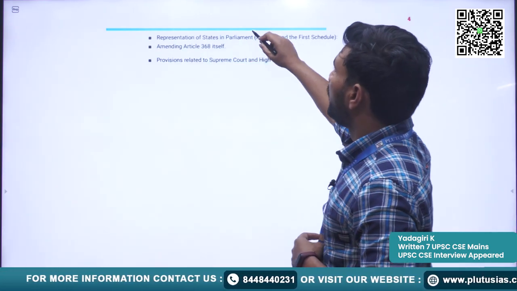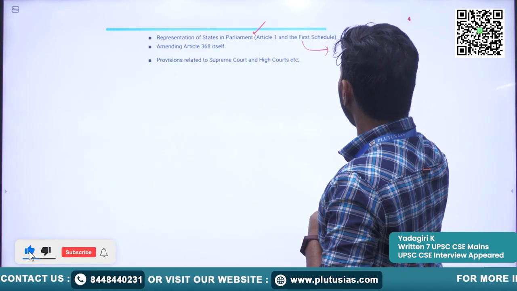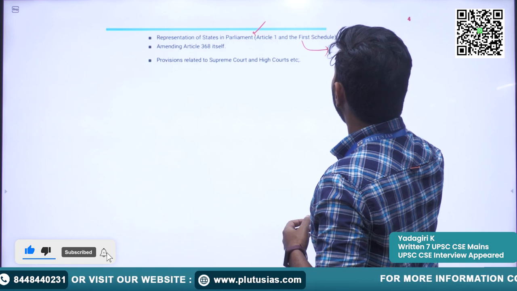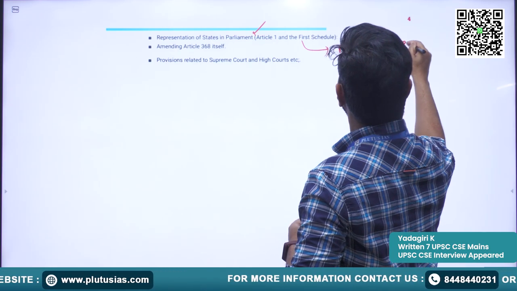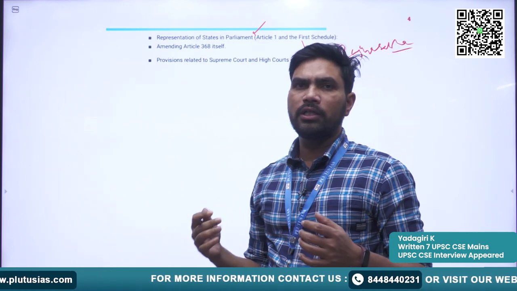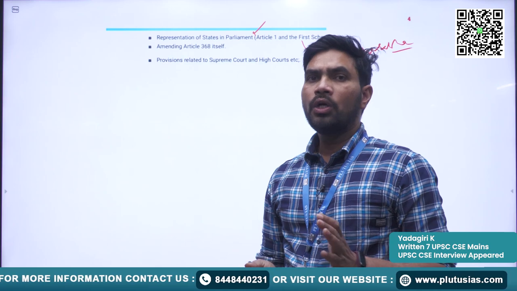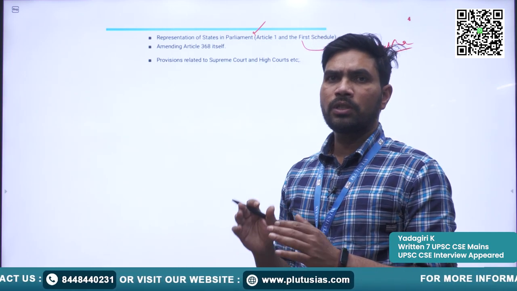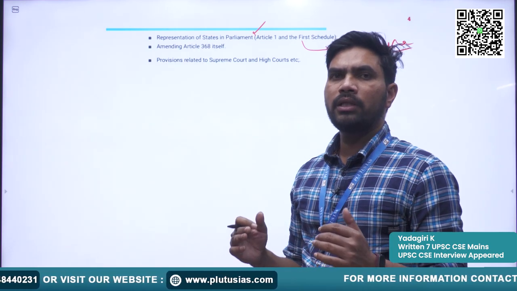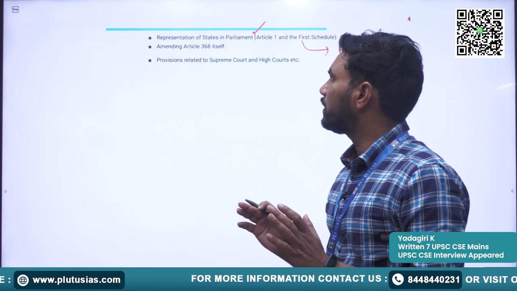Next one is representation of states in parliament, that is, in the Rajya Sabha. As we all know, there is an unequal distribution of seats for states when it comes to membership in the Rajya Sabha. So whenever a change in representation is proposed, that particular amendment shall also be ratified by more than half of the states.